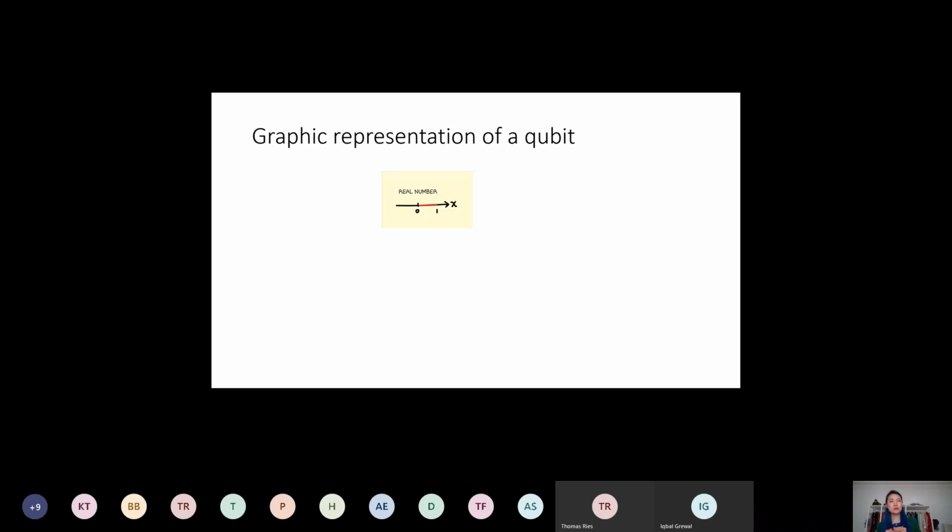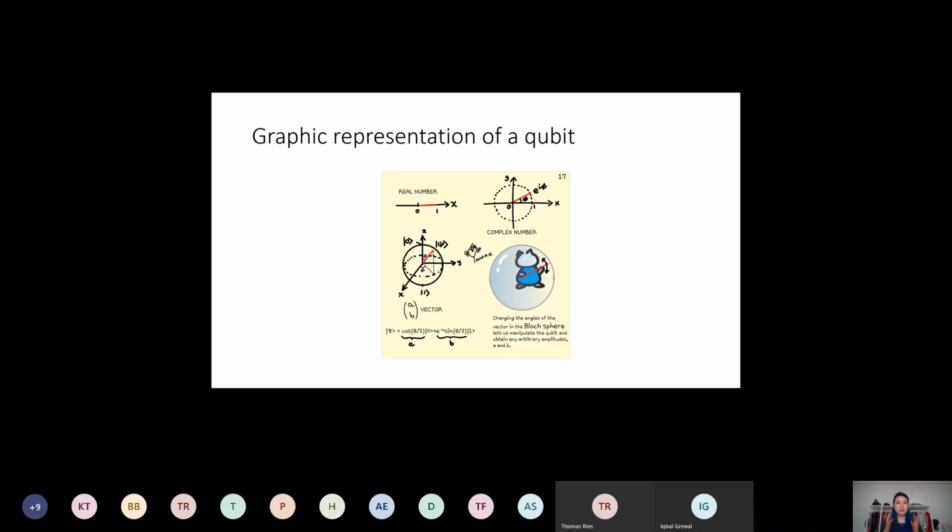In a graphical way, we can always label a number as a real number. We can draw a line in 1D, and this is a real number. You can also graphically represent a complex number, having this complex phase introduced, in these x and y coordinates. Just mathematically, you can describe our system.